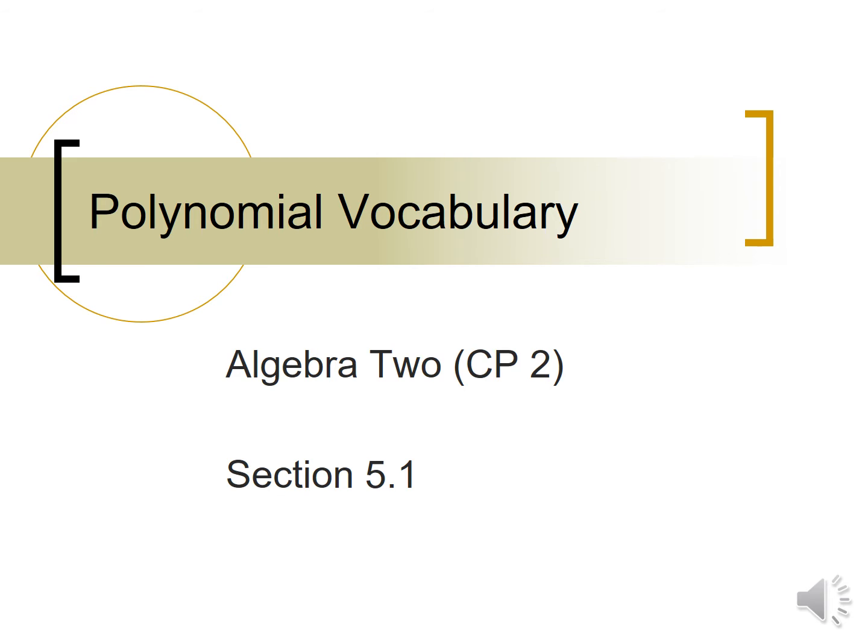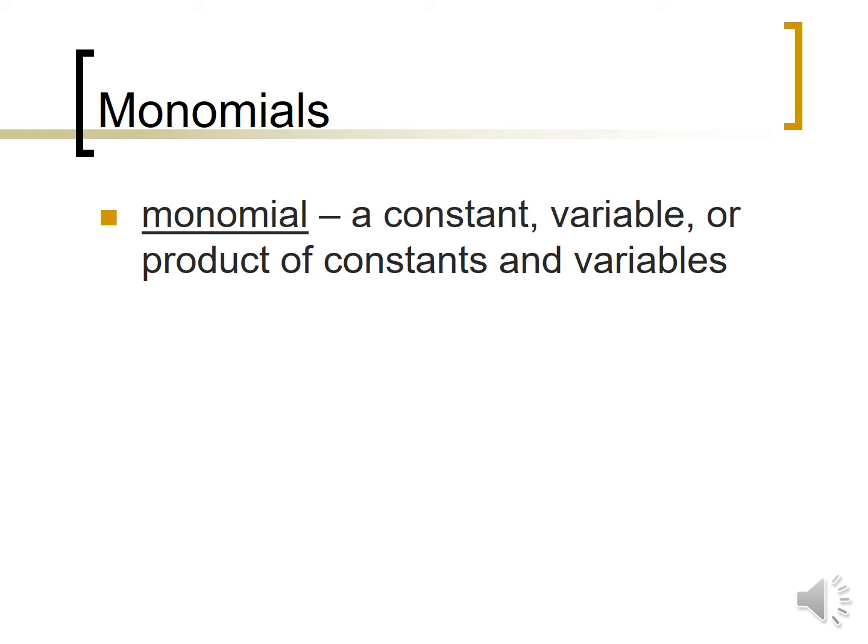The first term that we're going to define is a monomial. A monomial is a constant, a variable, or a product of constants and variables. Some examples of monomials are shown on the page below: 2x, 4y, z squared, 6, negative 27x cubed y to the 7th. These are all examples of monomials.